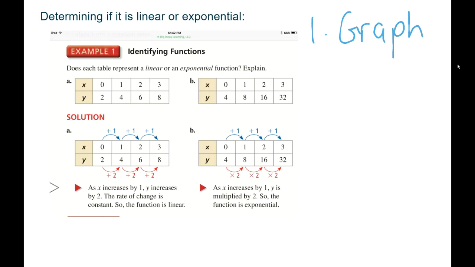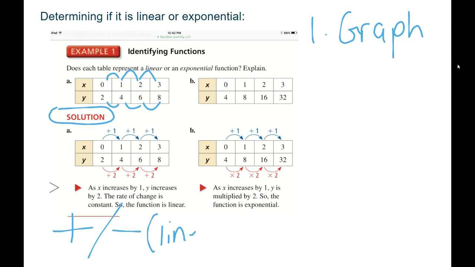So let's look at A. We can see that as our x's are increasing by 1, our y's are increasing by 2. If it's a constant increase, that's addition, so addition or subtraction is actually just going to make a linear function, meaning if we graphed these points, it would form a line.